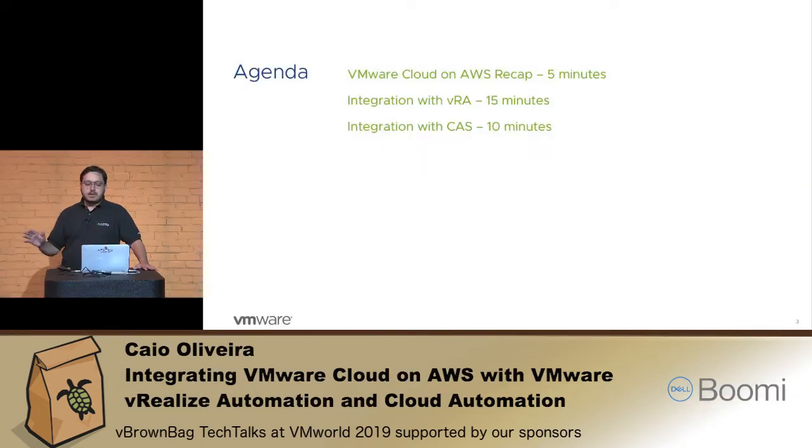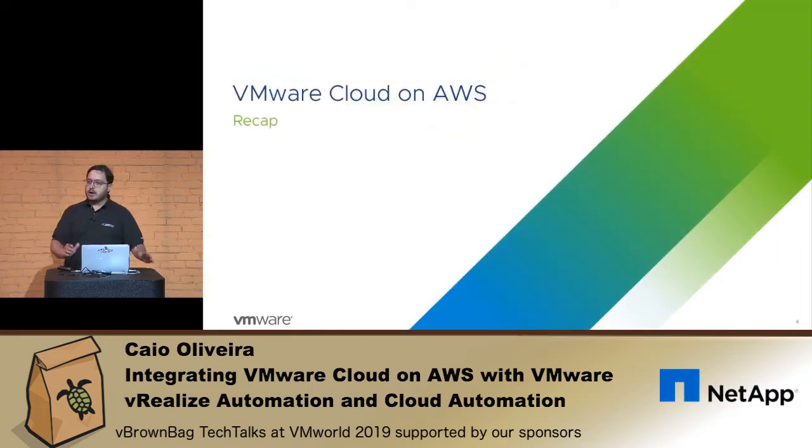So my plan here during this session is to guide you through a little recap about VMware Cloud on AWS. Then I'll go through how the integration between VRA and VMC works, and then the integration between CAS and VMC, okay? So let's go. A quick recap on VMC.